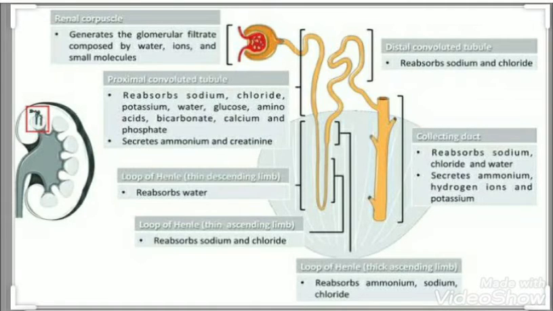Now the second process, which is tubular reabsorption, will take place in the PCT, the loop of Henle and the DCT. Why? Because our body cannot afford to lose so many useful substances that are filtered by the glomerulus. As this filtrate flows through these tubes, several useful substances are reabsorbed and returned to the blood flowing in the capillaries. After this, only urine is left.